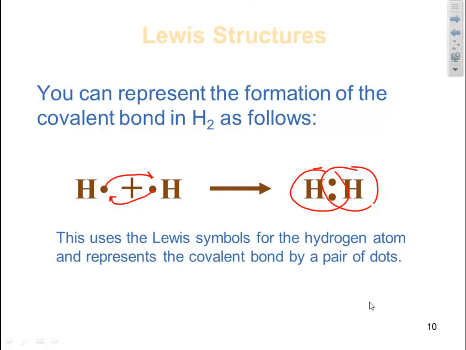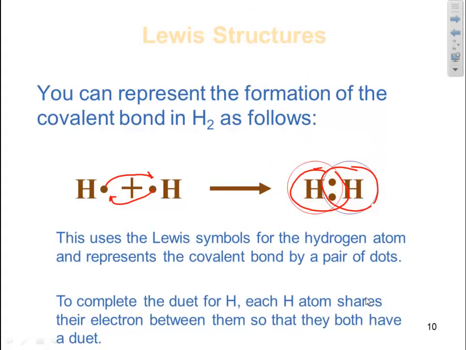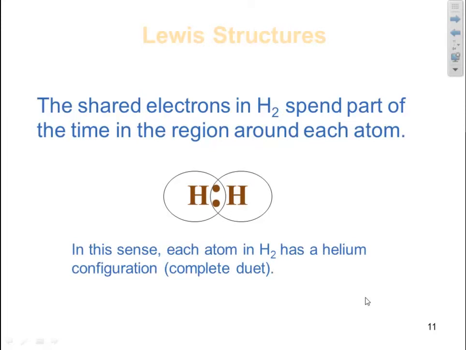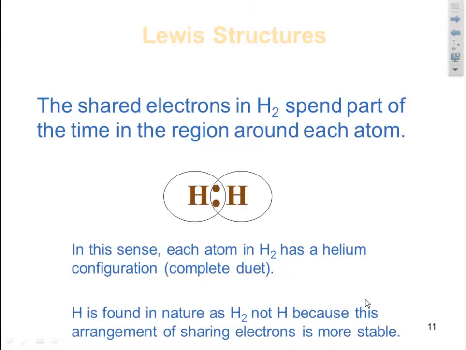This uses the Lewis symbol for the hydrogen atom and represents the covalent bond by a pair of dots. To complete the duet for hydrogen, each hydrogen atom shares their electrons between them so that they both have a duet. The shared electrons in the H2 spend part of the time in the region around each atom. In this sense, each atom in hydrogen, meaning H2, has a helium configuration, meaning it has its complete duet. Hydrogen happens to be found in nature as H2, not as H, because this arrangement of sharing electrons is more stable.